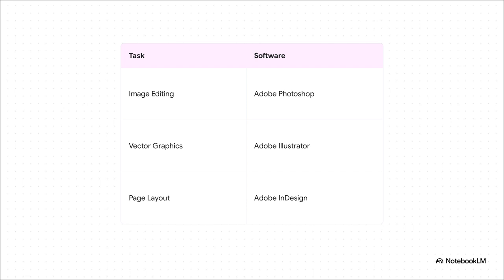Think of it like this. Photoshop is for photos, anything with pixels. Illustrator is for logos and icons, things you draw from scratch. And InDesign is where you bring it all together for publications like magazines or brochures.